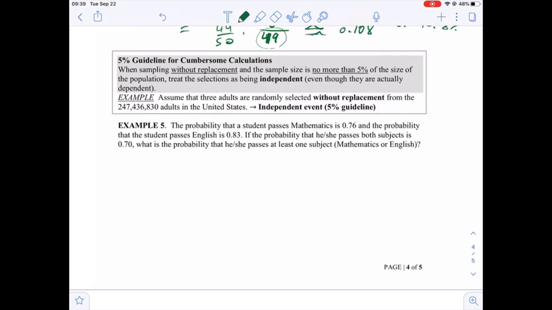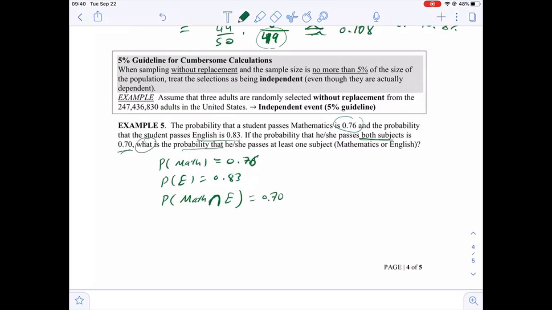Now here we have an example: the probability that a student passes math is 0.76. Let's write this probability. The probability of passing math is 0.76, and the probability of passing English is 0.83. The probability that the student passes both, math and English, is 0.7 or 0.70.